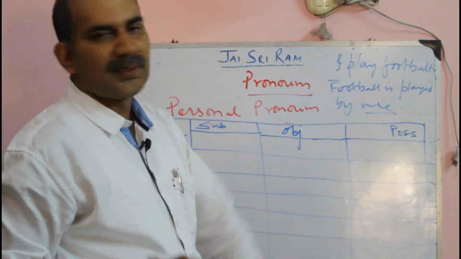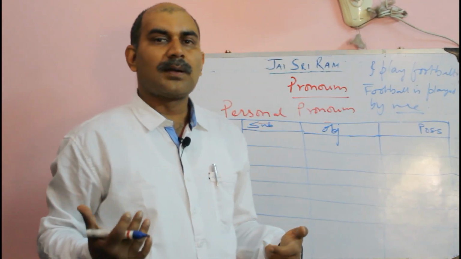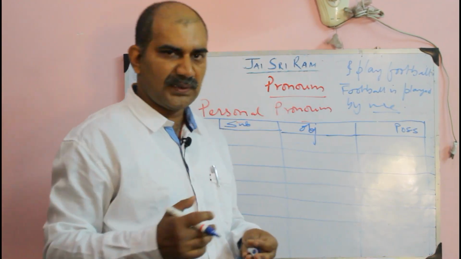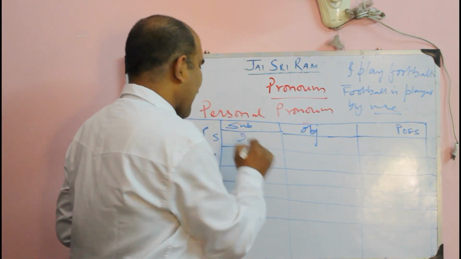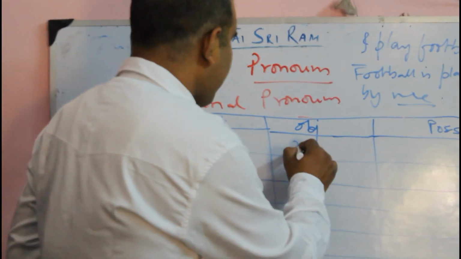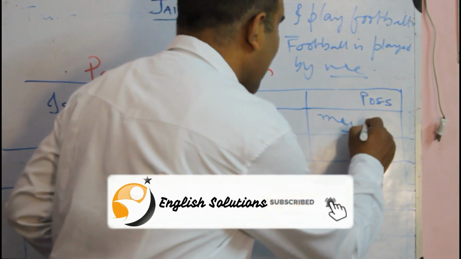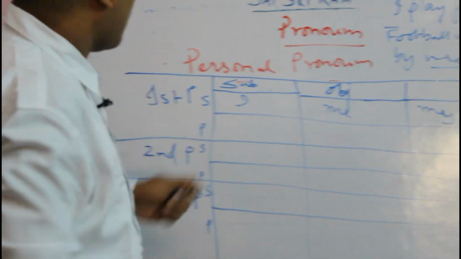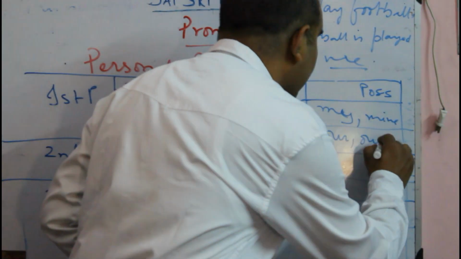So this is the objective case, and possessive case stands for any possession, or when we denote property or the concept of having anything, like this is my pen, here my stands for possessive case. Friends, first person singular subjective case, we use the word I, and the objective case of I is me, and the possessive case we have 2 words, my and mine. Now in case of first person plural, I changes to we, and objective case is us, and the possessive case is our and ours.